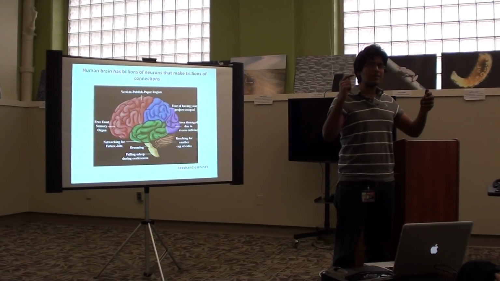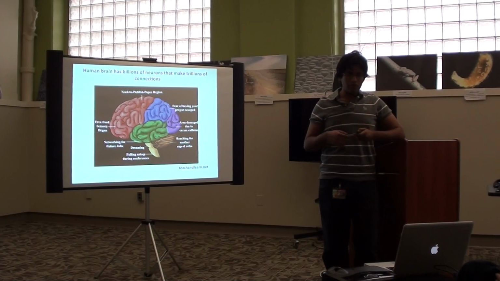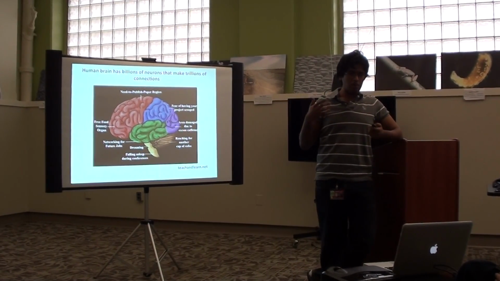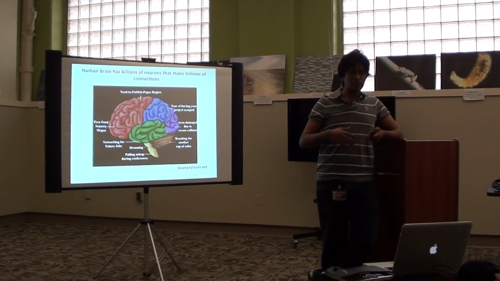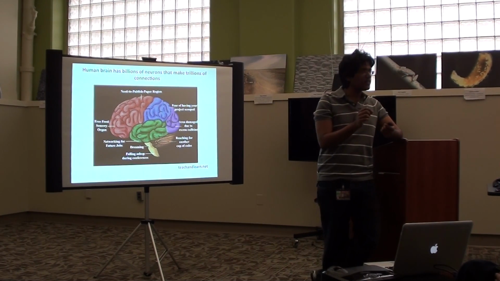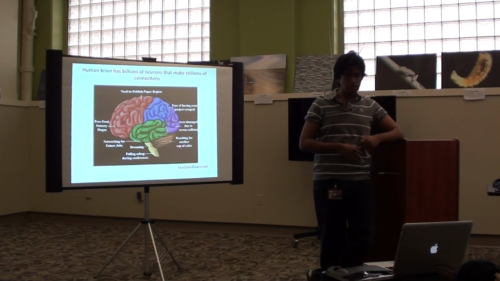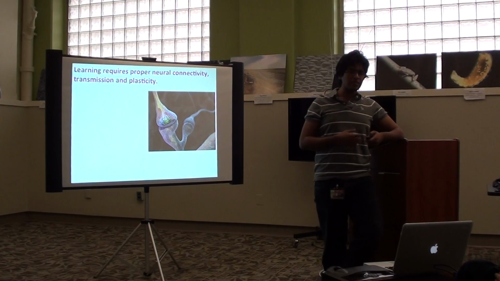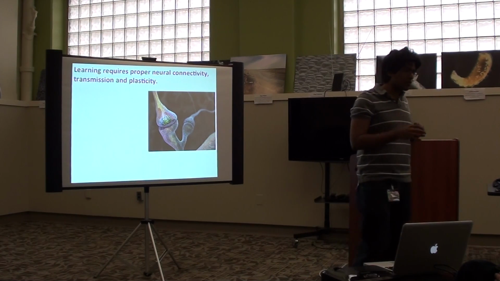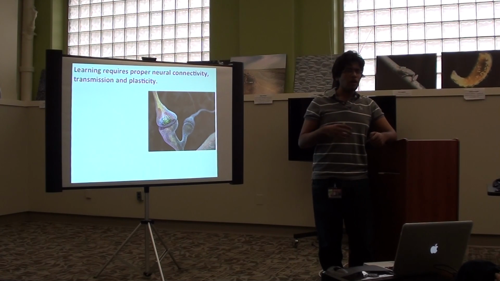And each of them are making connections with each other, and these connections are called synapses. So a human brain would have billions of neurons, and there's 1 trillion connections. So this is something that's very hard to study, but is essential for understanding how we learn, how we remember stuff. What we do in our lab is we try to understand neural connectivity, transmission, and plasticity.